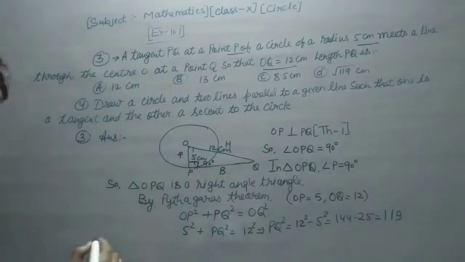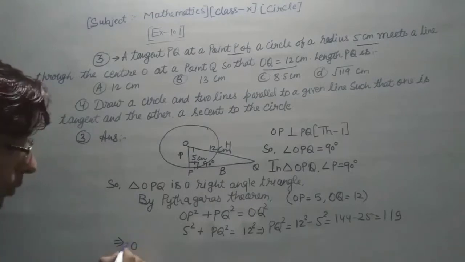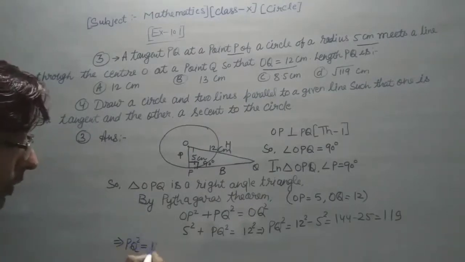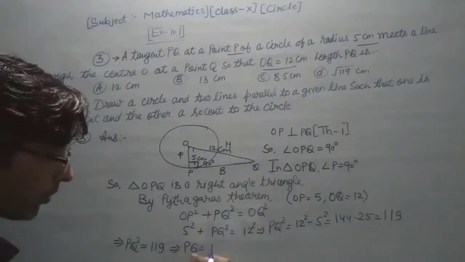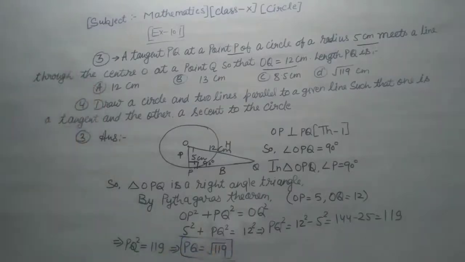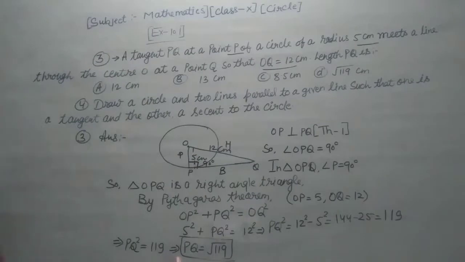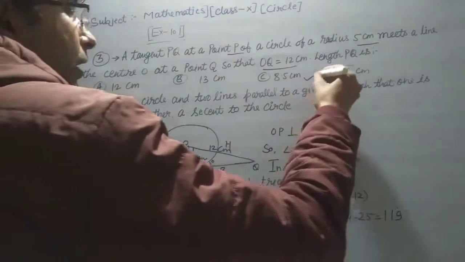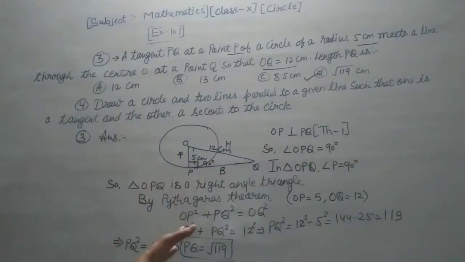So you have to say here, PQ square is equal to 119. Now PQ is equal to under root 119. So this is your answer. PQ is equal to under root 119. So this is your right answer. Okay, by this way you have to solve your question.